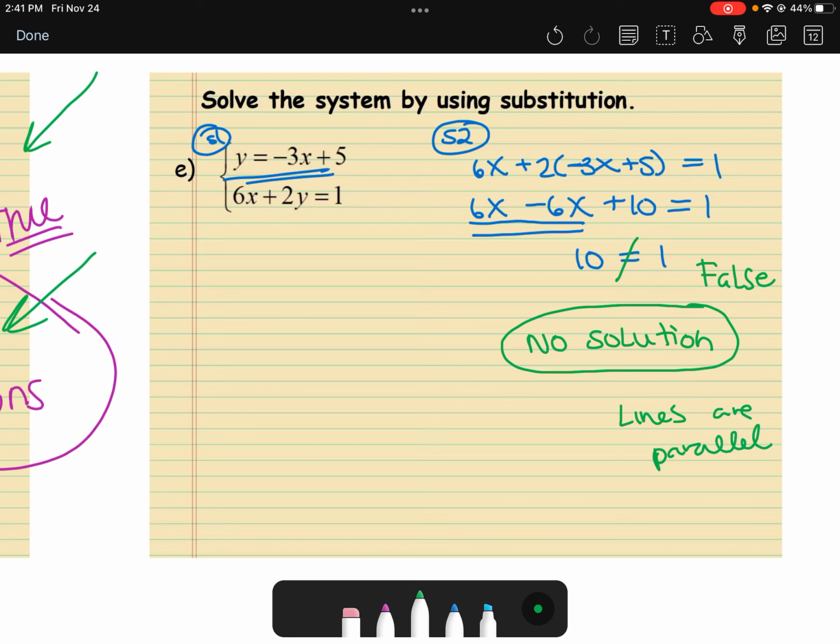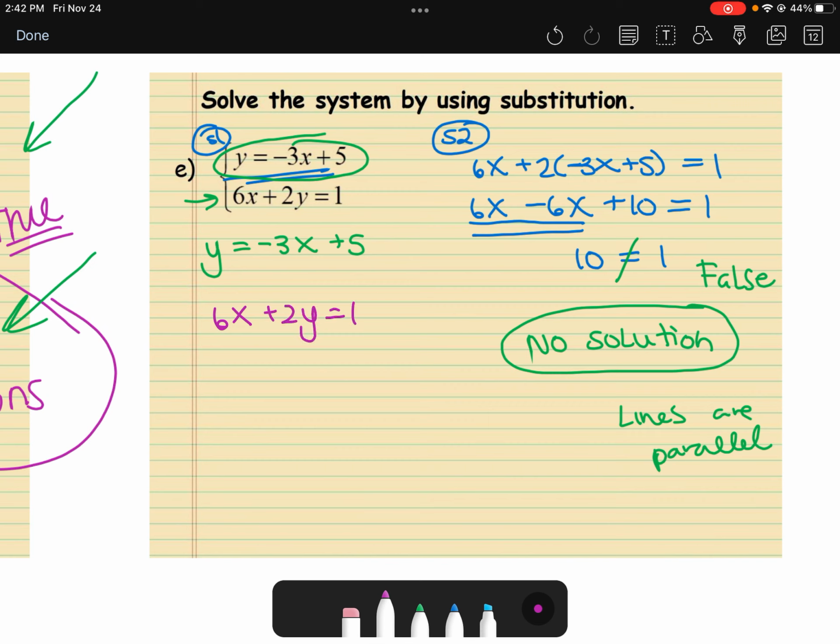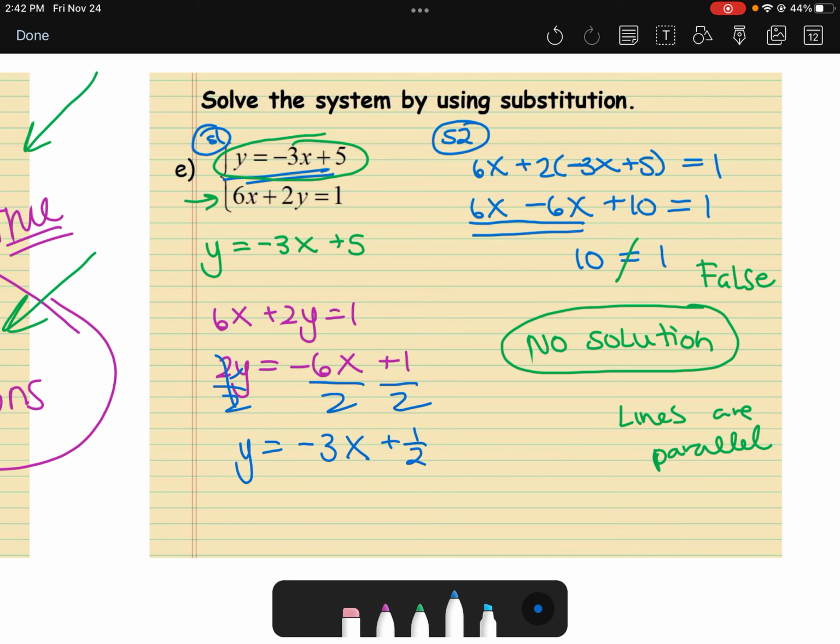Okay, so if you want to see they're parallel, again, I'll just show you a little bit why. So again, you have this one here, y equals negative 3x plus 5. Let's get this second one here into that slope-intercept form. So 6x plus 2y equals 1. I'm going to get the y by itself. So again, I just moved the x over. If it's positive on the left, it is negative on the right. To get y by itself, I'm going to go ahead and divide by 2. So negative 6 divided by 2 is negative 3. And then 1 divided by 2 is just 1/2, or you could put 0.5.